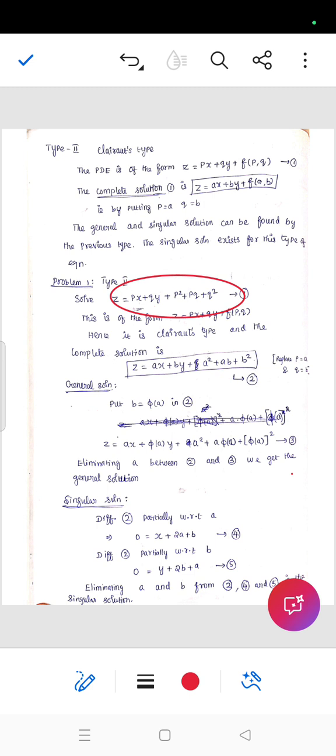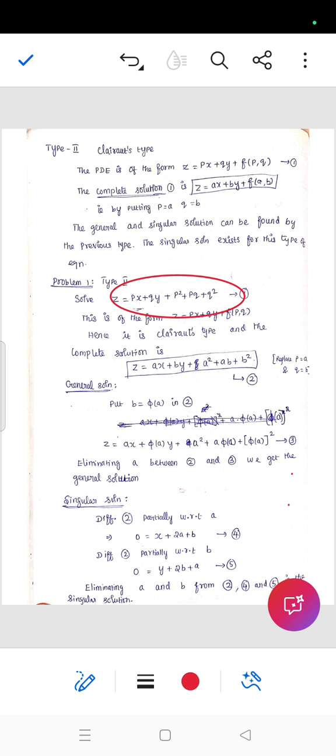We have that this is of the structure z equal to px plus qy plus f of p comma q. So this is of the Clairaut's type. Hence it is easy to find the complete solution by replacing p by a and q by b. You will get the complete solution as z equal to ax plus by plus a square plus ab plus b square.